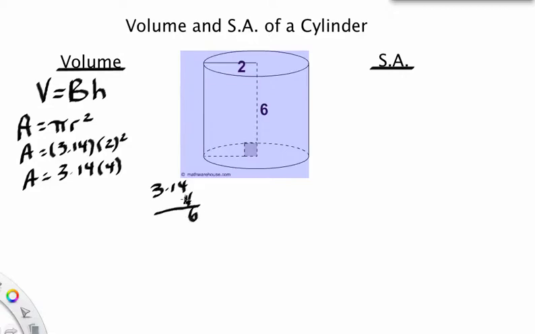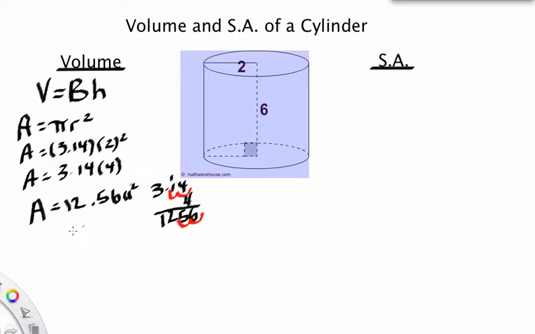4 times 4 is 16. Carry the 1. 4 times 1 is 4, plus 1 is 5, and 3 times 4 is 12. Now, I would normally have moved this decimal out once, twice, which means I got to move it back in once, twice here. And I get 12.56 for my area, units squared. A equals 12.56 units squared. So that doesn't look like a 2. There you go. 12.56 units squared.